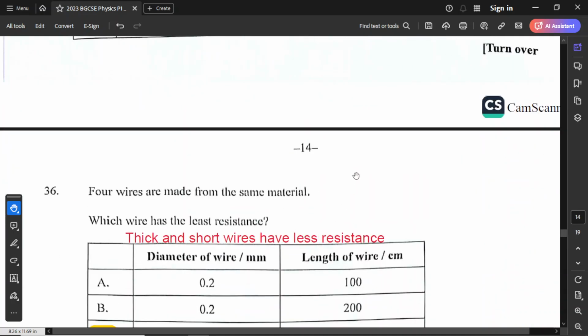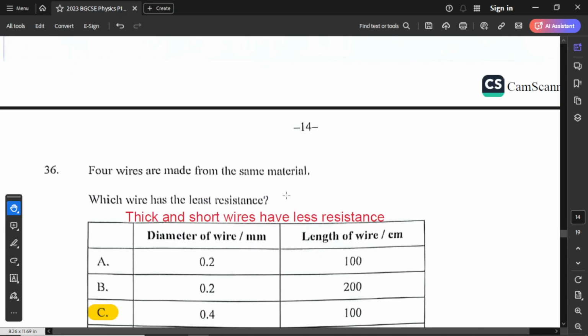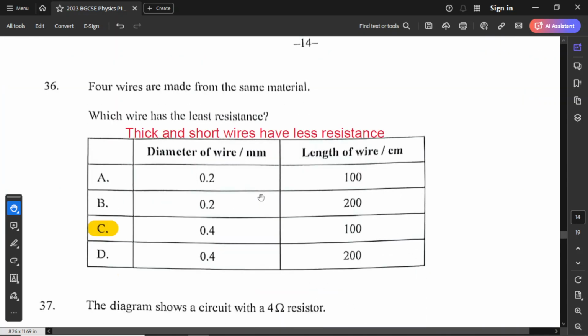For question number 36, it says 4 wires are made from the same material. It asks which wire has the least resistance? And so for the least resistance, if a wire is thicker or shorter, then it will have less resistance. Longer wires and thin wires have more resistance. So therefore, the thicker one, which would be 0.4 in this case, either C or D. However, the shorter one, which is 100, and therefore C is the correct answer for that one.